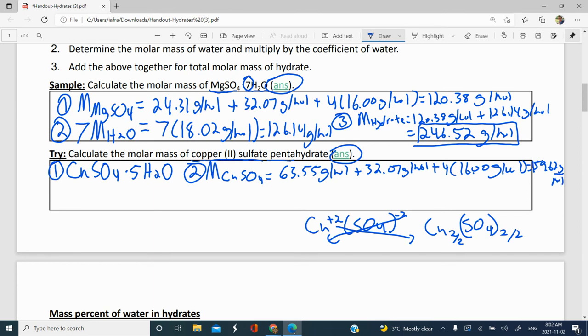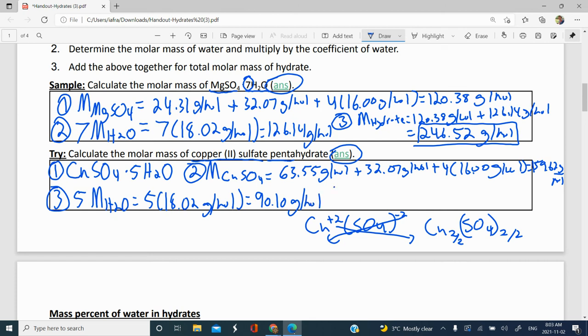Now we just have to do the molar mass of our waters. So we have, but times 5 because there's 5 of them. So 5 times the molar mass of water, which is 5 times 18.02 grams per mole. And that gives us 90.10 grams per mole.